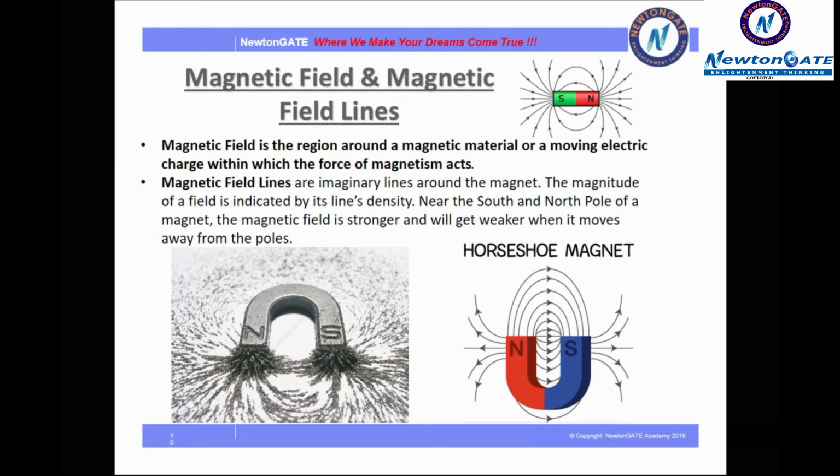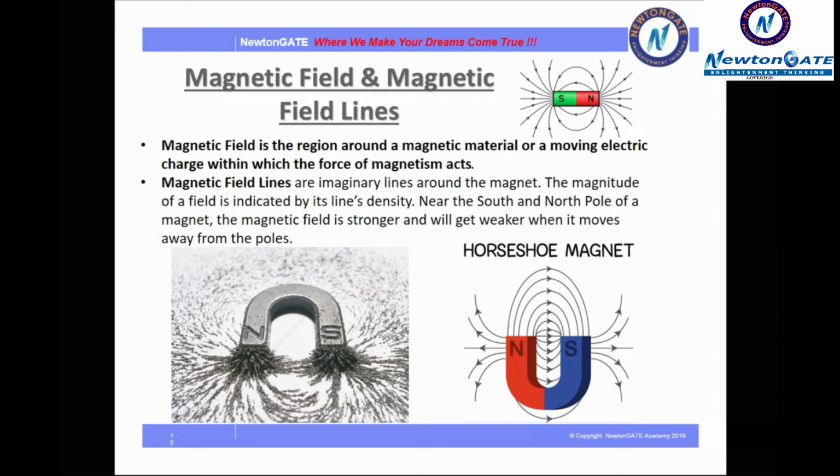So magnetic field is the region or space around a magnet within which its influence acts, that is, within which its force of magnetism acts properly. What are the magnetic field lines? Magnetic field lines are imaginary lines drawn around the magnet. The magnitude of a field is indicated by its line density. Near the south and north pole of a magnet, the magnetic field is stronger and gets weaker as it moves away from the poles.